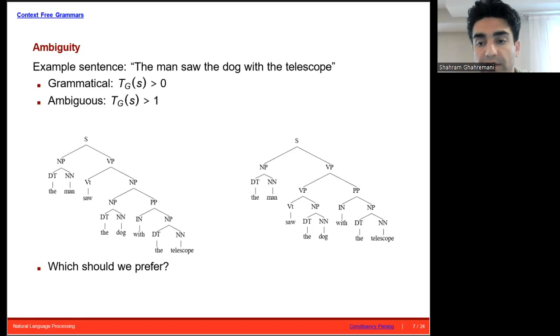On the other hand, if with the telescope is part of the verb phrase, then this means that it is modifying the word saw. So the manner in which the dog is seen is with the telescope, and this is a more likely interpretation. But how do we formalize that preference? If the grammar allows both of them, how do we know which to prefer? And the way to do that, as you can probably guess, is that we want to attach probabilities to these two derivations.